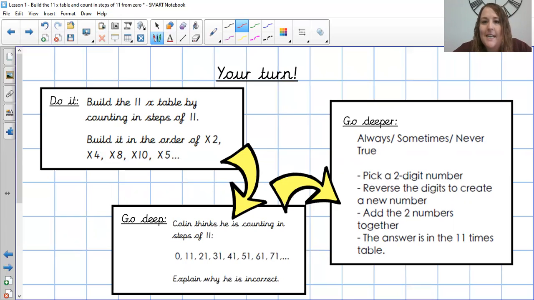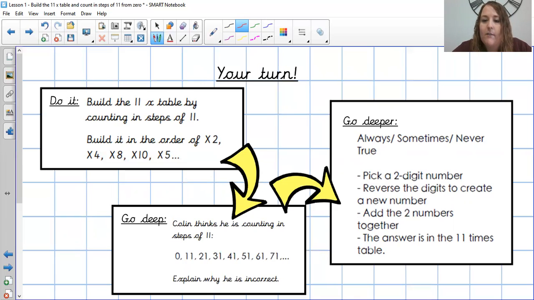Your go deep today is a Colin problem. Colin thinks he is counting in steps of 11: 0, 11, 21, 31, and so on. Explain why he is incorrect, and maybe you can then show him what it should be. And then you'll go deeper.